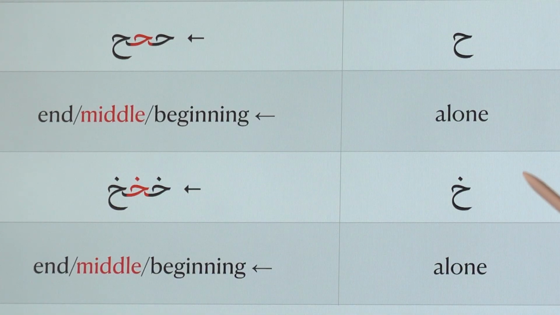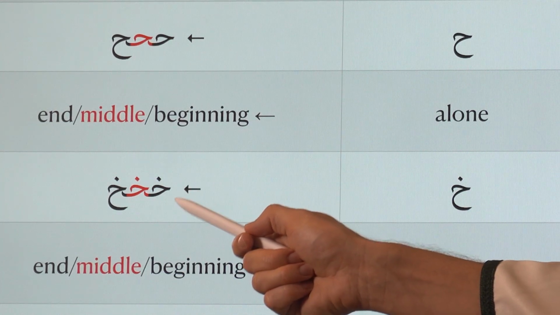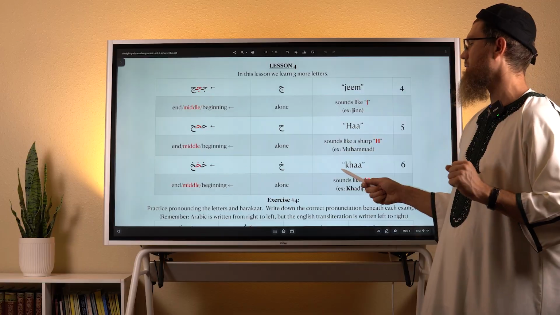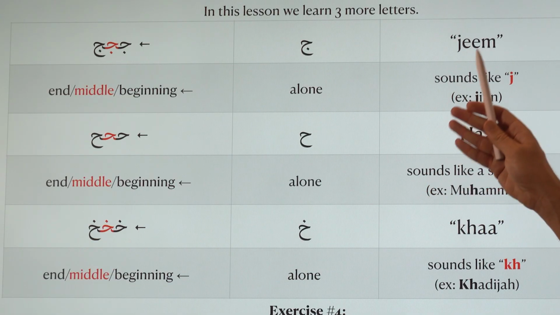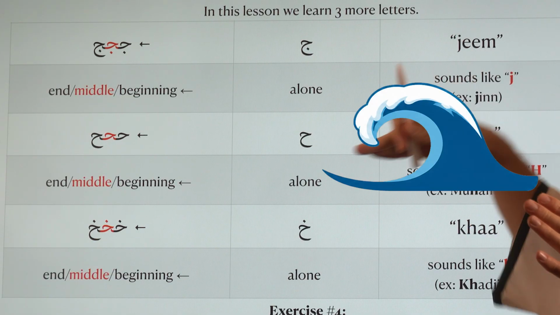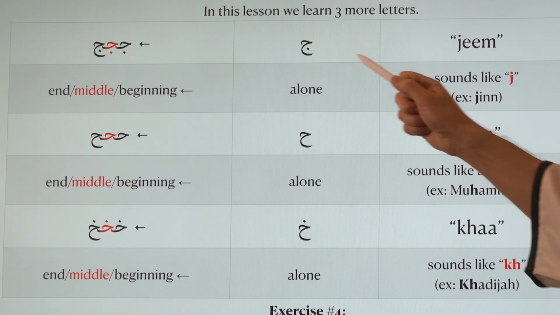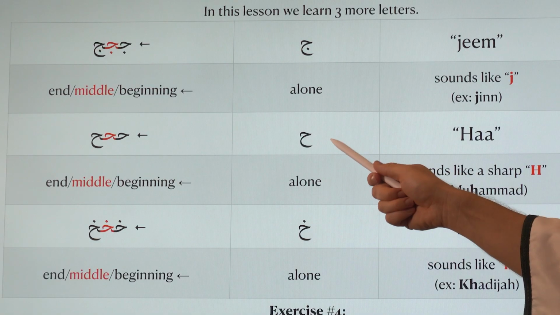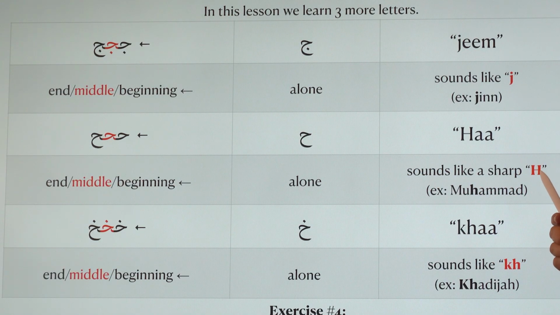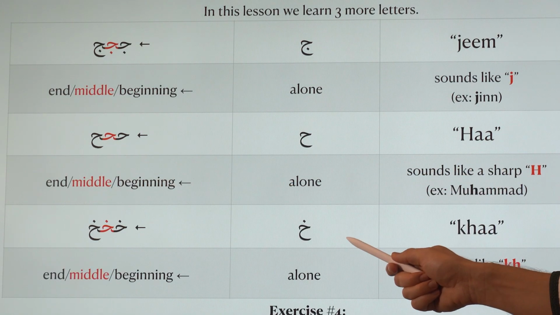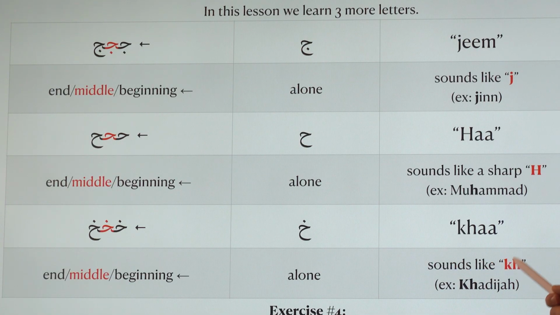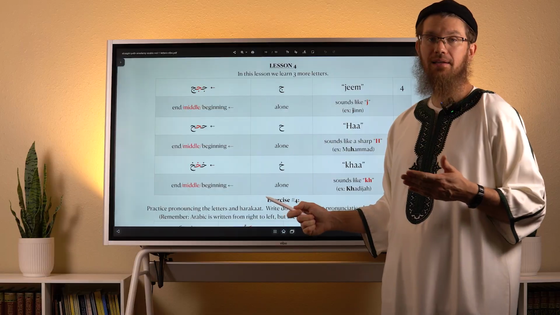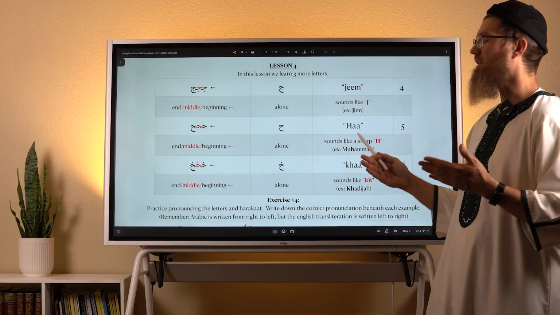So this is how it looks alone, and this is how it looks in the beginning, middle, and end of a connection. So before moving on to the exercise, just a quick summary. All these 3 letters, they share the same shape, which looks kind of like an ocean wave. However, the Jim sounds similar to the English J and has a dot beneath. The Ha sounds like a sharp H and has no dot. And the Kha sounds like the combination of K and H, and it has 1 dot above. So in order to practice and test our knowledge, we'll move on to the exercise.